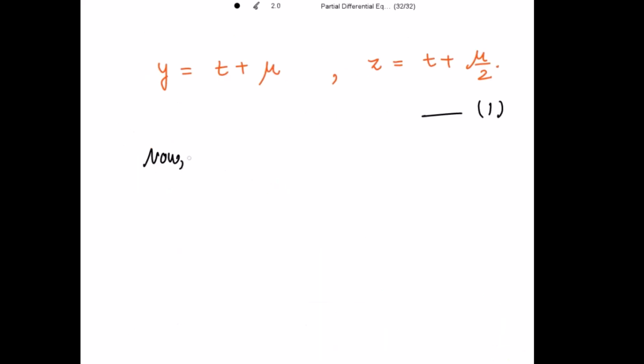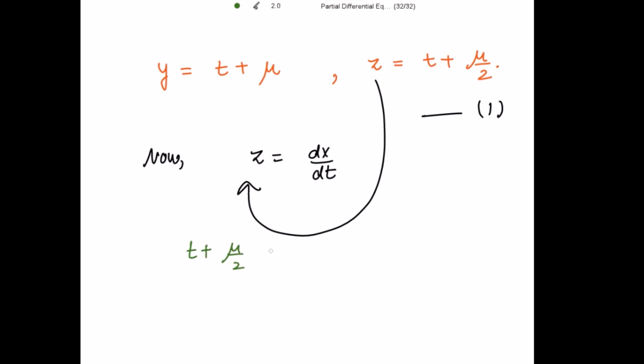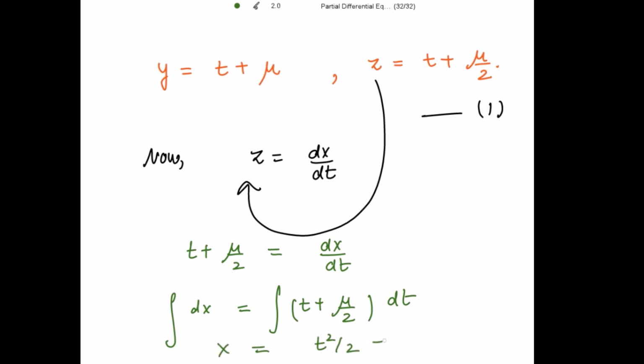We need to get x. Now, z is equal to dx by dt. Using this value of z over here, we get (t plus mu) divided by 2 to be equal to dx by dt. Or we can write dx is equal to (t plus mu) divided by 2 dt. Integrating both the sides, we get x to be equal to t square divided by 2 plus mu t divided by 2, plus the constant c3.